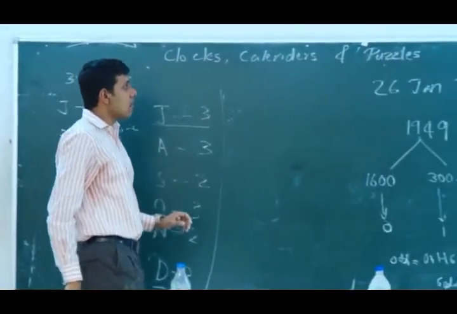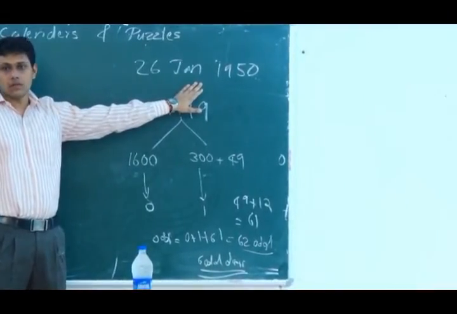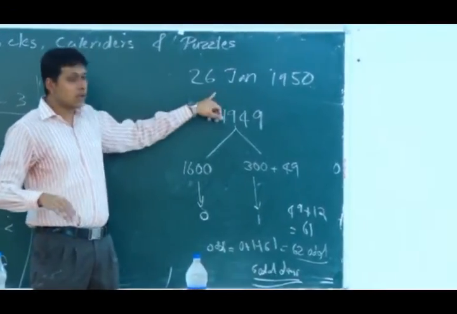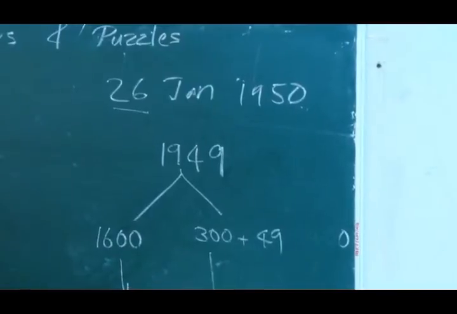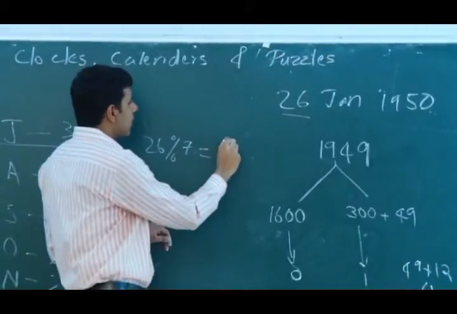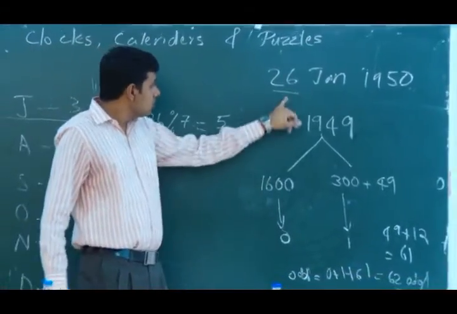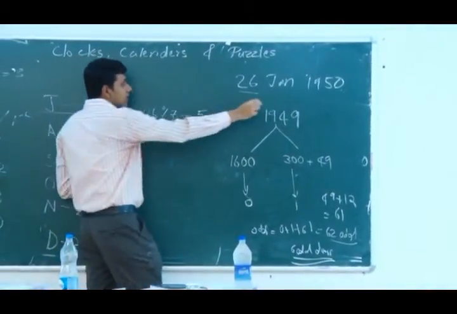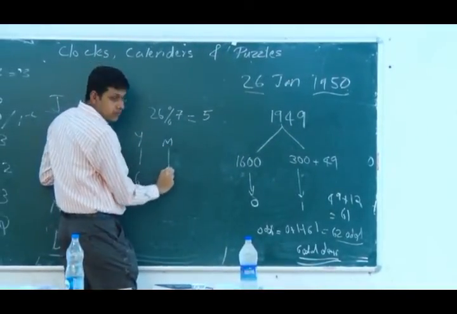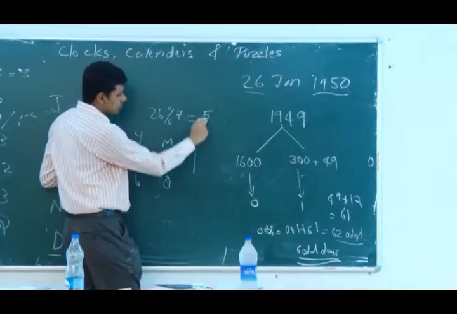Next, we look at the month. The month is January. Is January completed? No, so we don't need to take anything, because not even the first month is completed. Then we just look at the number of days. 26. 26 divided by 7, the remainder is 5. So for 26 January 1950, because of the year we have 6 odd days. Because of the month we don't have any odd days, because 1 month is not completed. So 0. Next, the number of days gives 5.